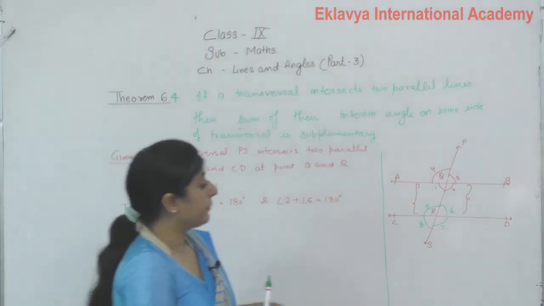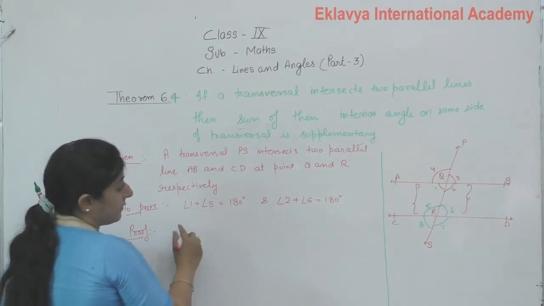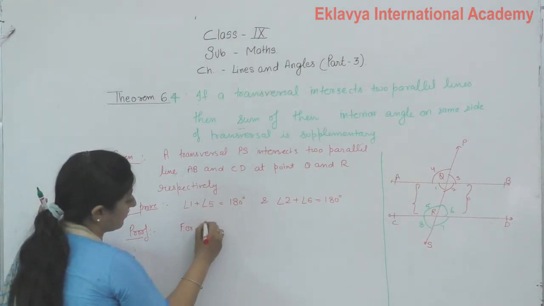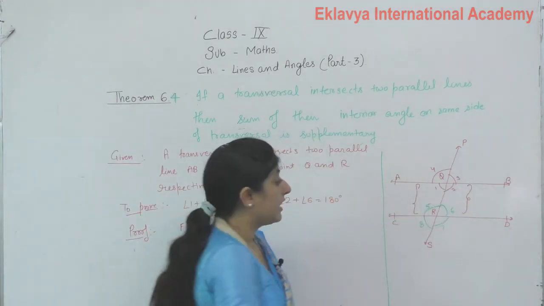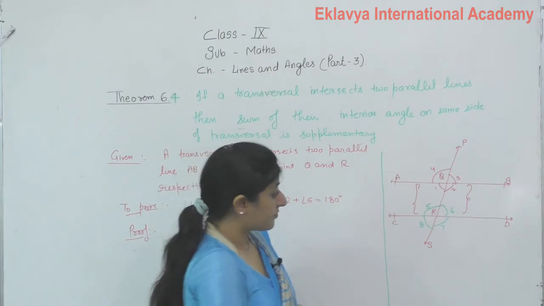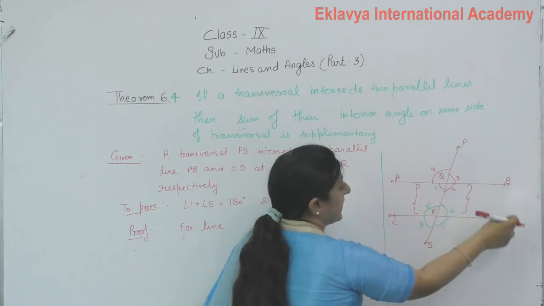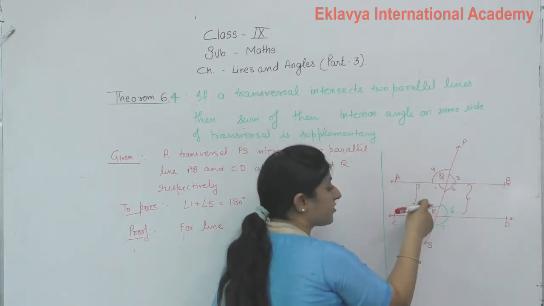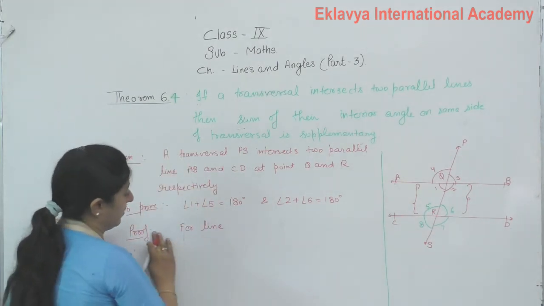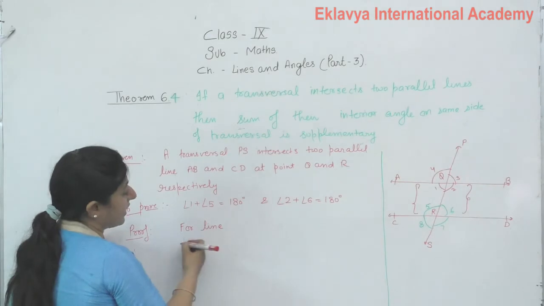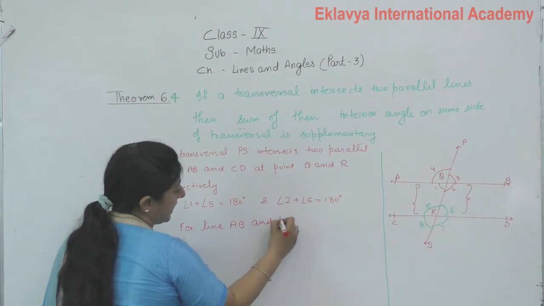In the proof, see, for line AB, if I write down a transversal intersecting AB and CD, then we know that 4 is equal to 5 because they are corresponding angles. We can write down, firstly, for line AB and PS.